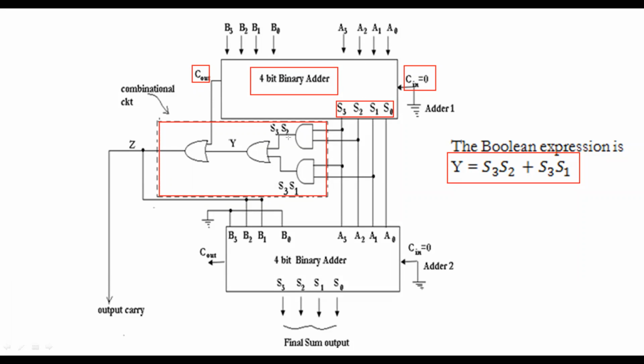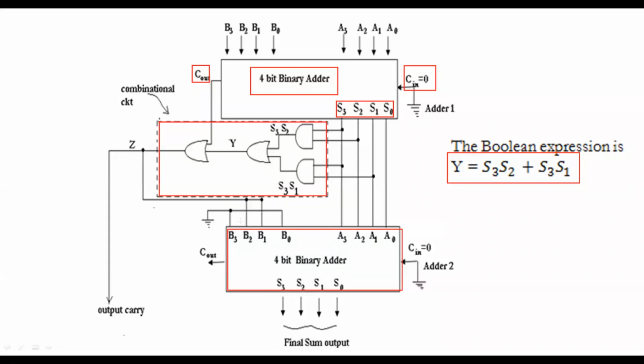Now what is the output? When these two numbers are added, if the sum is greater than 9, then a correction of 6 must be added. The correction of 6 must be added to the actual S3, S2, S1, S0. That means I have to perform the addition once again, so I am taking the second 4-bit binary adder. The same S3, S2, S1, S0 are connected to the A3, A2, A1, A0 of the second 4-bit binary adder.